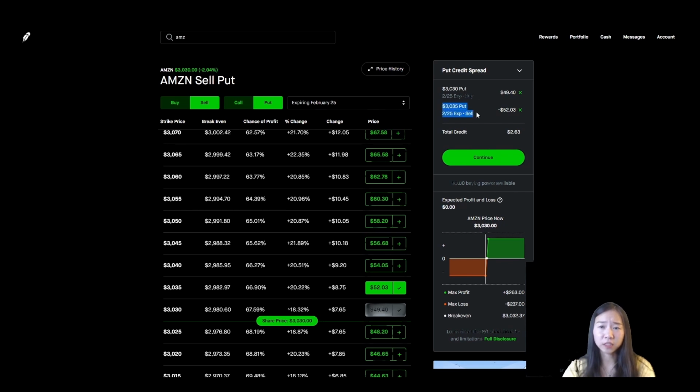And then your second put option that you sold will be assigned, because the buyer of this contract can exercise, right? Can sell to you at $3,035, and then you are obligated to buy it at this price. So in that case, your loss is $500. But because initially you received $260, by creating this spread, your total loss is $237. So let me show you another simple example to make sure you have a solid understanding.